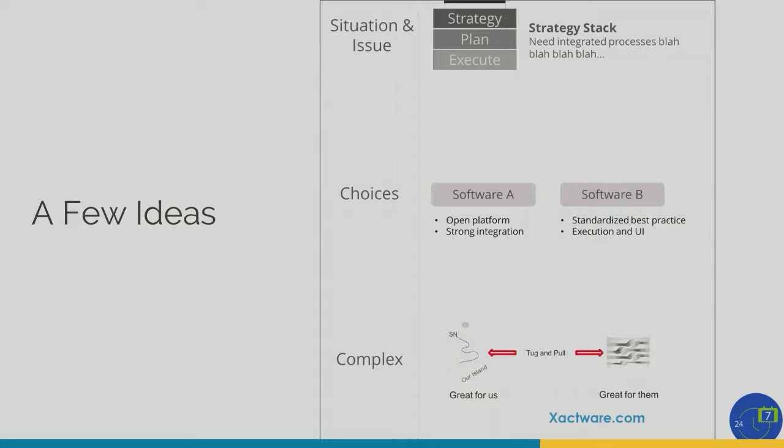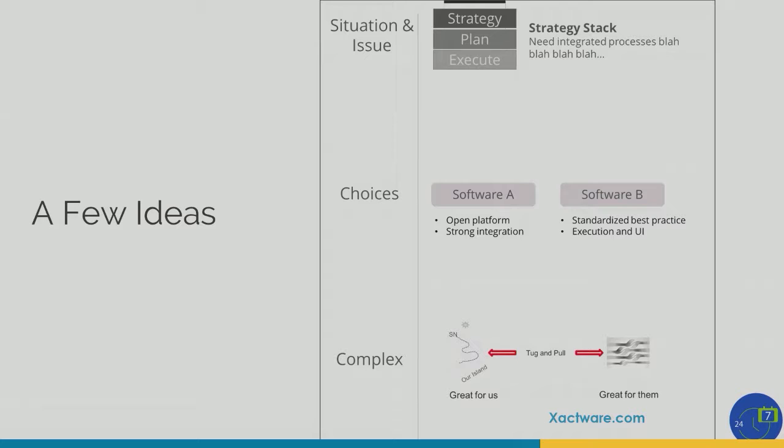So on one piece of paper, very clean, a lot of white space, focus around, okay, what's the situation? And I did that print technique. I just used this. What's the situation? And the situation is we're trying to bring some software in that solves our strategy stack problem. What are our choices?